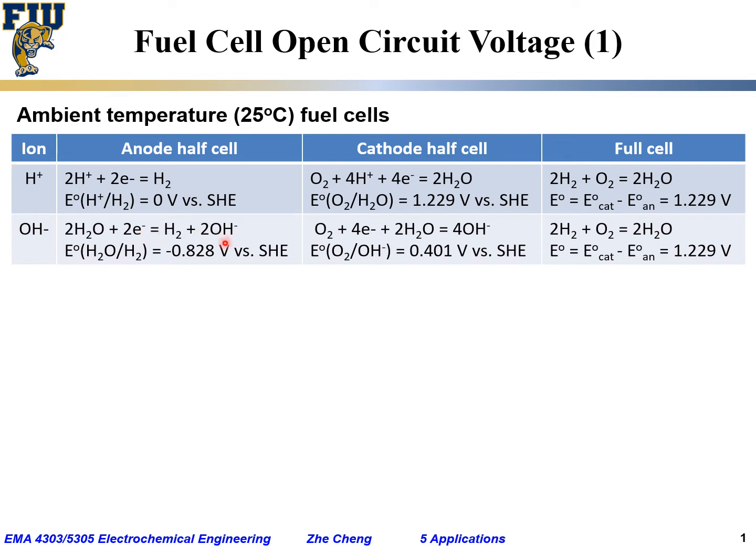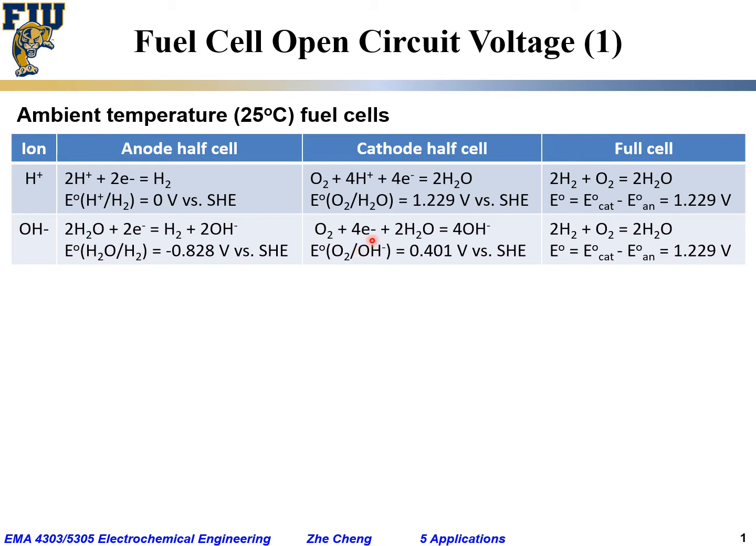And if you check the standard electrode potential tables, for the water-hydrogen pair, previously it was the proton-hydrogen pair, but in this case it is the water-hydrogen pair. The standard electrode potential versus SHE would be minus 0.828 volt, which means the hydrogen can be easily oxidized into water.